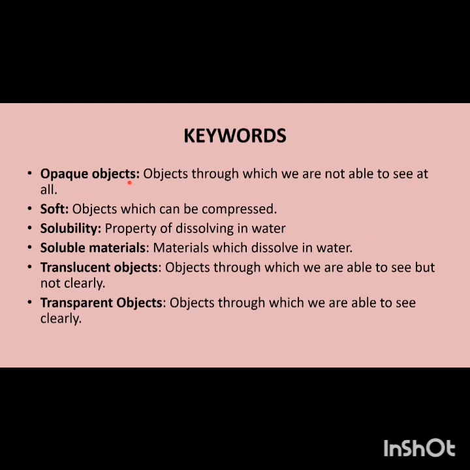Opaque objects, objects through which we are not able to see at all. Soft, objects which can be compressed. Solubility, property of dissolving in water. Soluble materials, materials which dissolve in water. Translucent objects, objects through which we are able to see but not clearly. Transparent objects, objects through which we are able to see clearly.